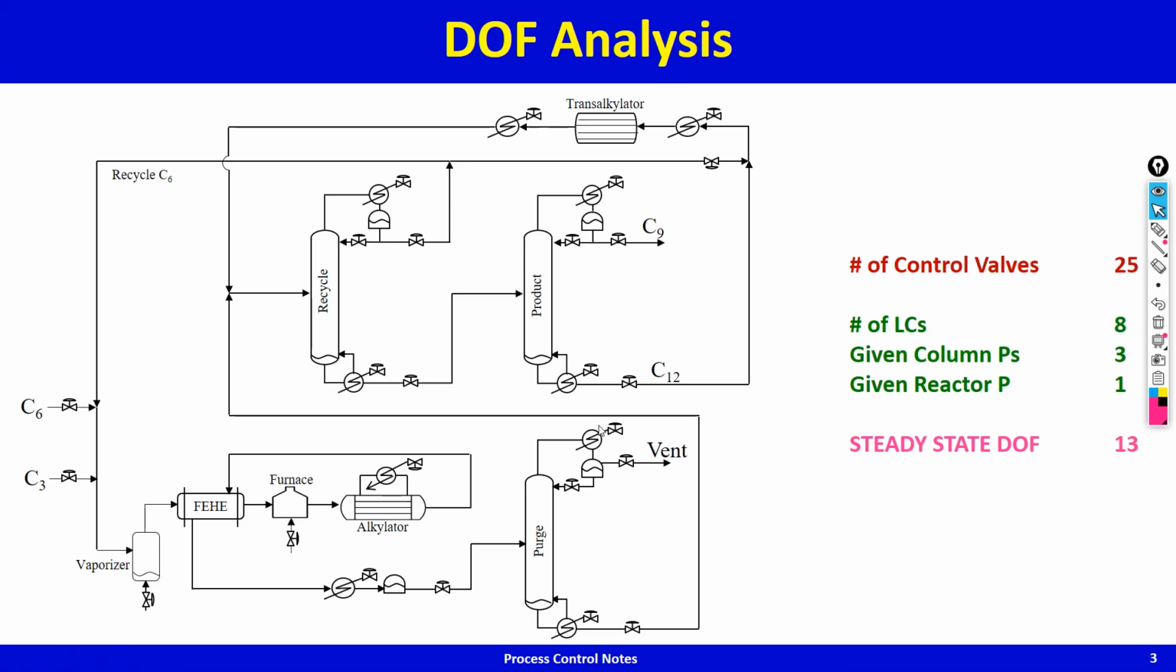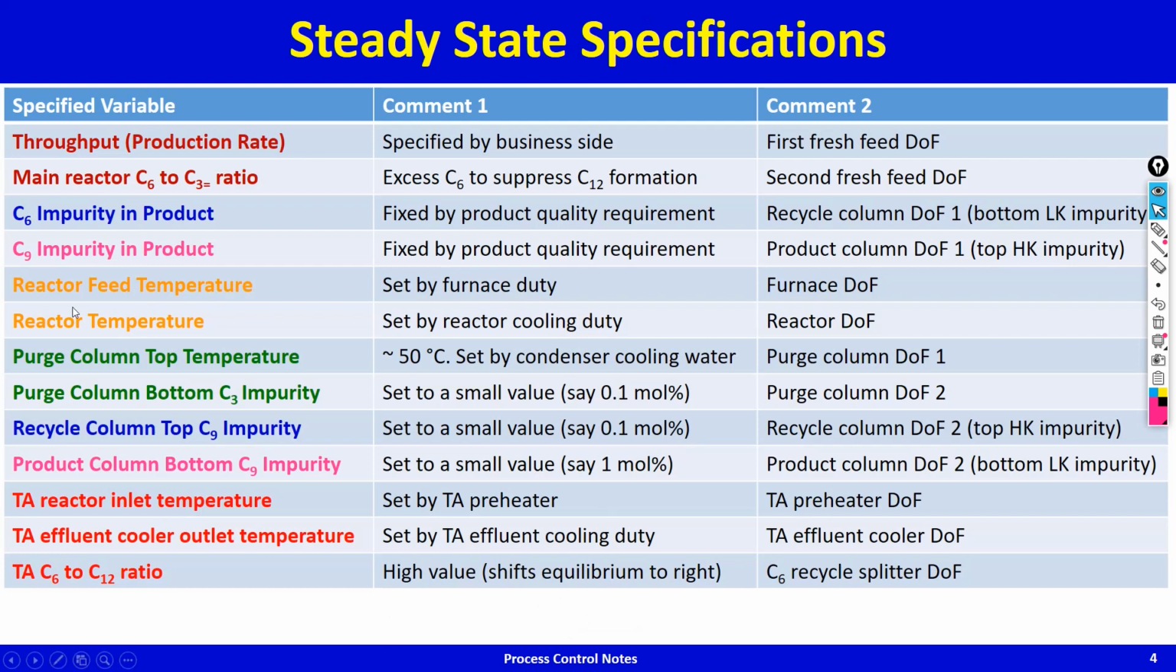So on the purge column, we've got the purge column top temperature at about 45-50 degrees Celsius. This is set by the cooling water, and this minimizes the benzene loss in the vent and takes care of the first degree of freedom of the purge column. And the purge column bottom C3 impurity will be set to a small value, say 0.1%.